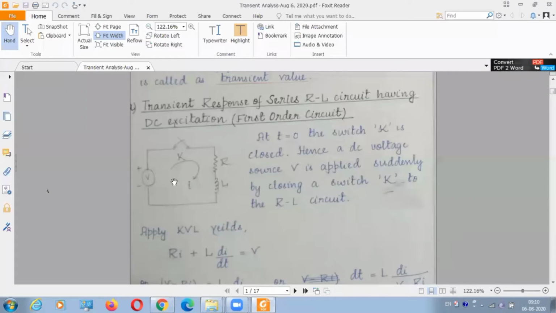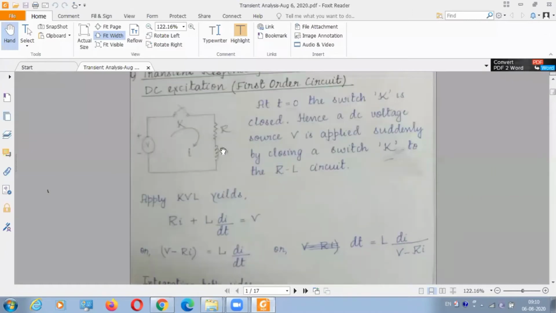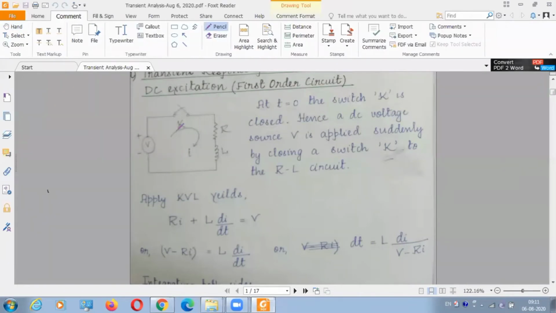So let us come to the picture. If you see, it is a DC source. We have a switch, R and L. So we need the behavior of the inductor only. The resistor you can study easily, because it is not an energy storing element and doesn't change its states. If I switch on this switch K, a current will flow through this as shown by I. It will flow in the clockwise direction.